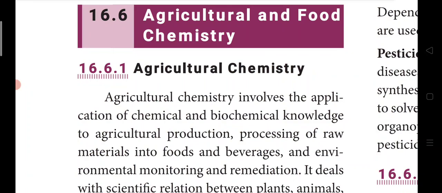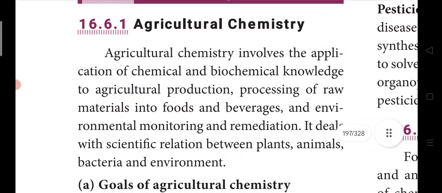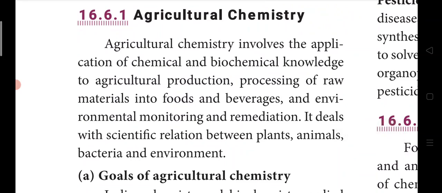Why do we need this chemistry in agriculture? Agricultural chemistry involves the application of chemical and biochemical knowledge to agricultural production, processing of raw materials into food and beverages, and environmental monitoring and remediation.